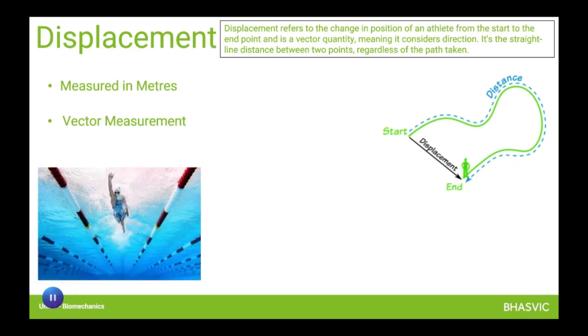If a swimmer swims 100 meters in a 50-meter pool, the distance they cover is 100 meters. However, that swimmer has started and finished at the same point. Therefore, their displacement would be 0 meters because displacement is based on the change in position and there was none, as they ended up where they started.